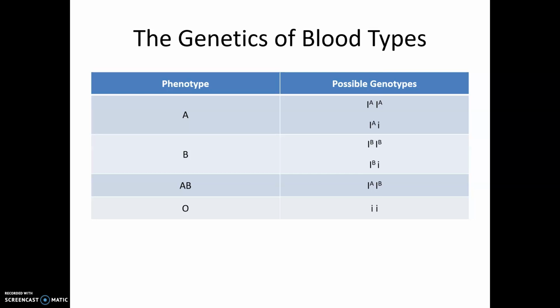For AB, you guys might remember from biology this thing called codominance, right? We have IA and IB, which are both present, which gives you the AB blood type. And then we have little i, which is the recessive blood type, which represents O.